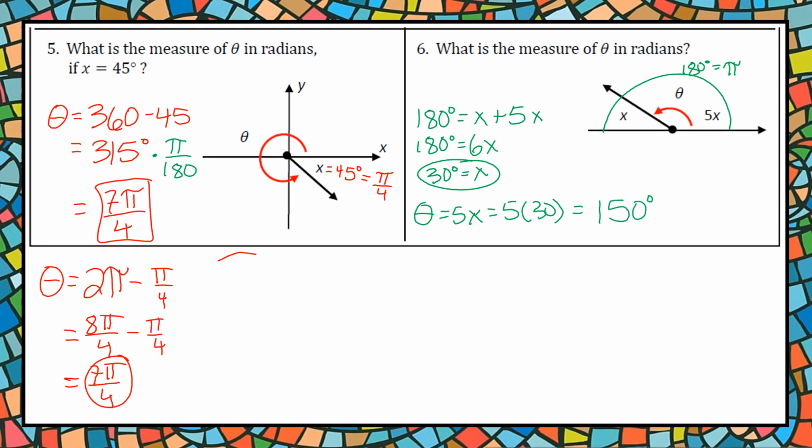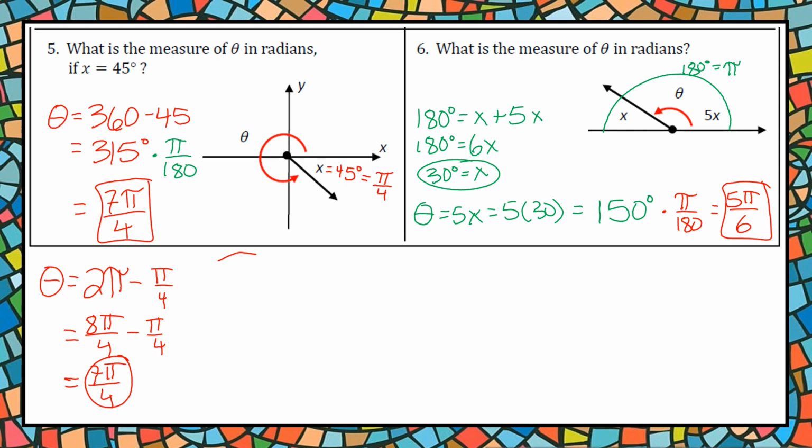And since I've asked for that measure in radians, I would then have to convert. So I would need to multiply this by my pi over 180. And in doing so, I would end up with 5 pi over 6.